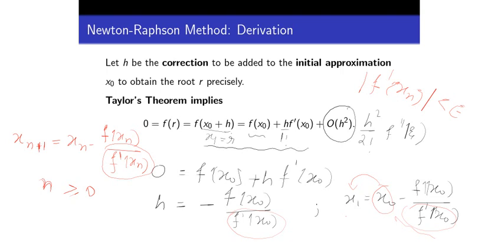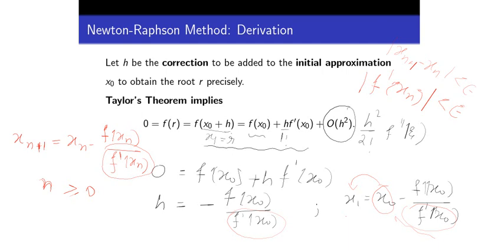Another thing: suppose f dash of x n is non-zero for all n, and f of x n is 0, then you will obtain x n plus 1 almost equal to x n. You control that by taking another criterion, that mod of x n plus 1 minus x n is less than epsilon, or you can go for it in a relative sense.